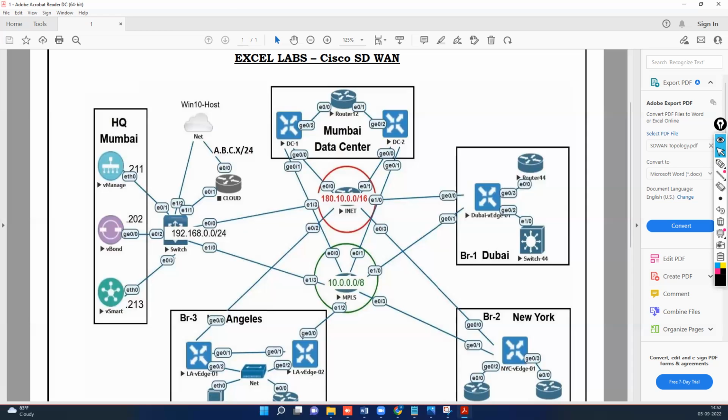That's the reason, since 192.168.0.202 belongs to the 192.168.0.0/24 network, I have to use that network only. I cannot change it to any other network, because if I change the IP address of the vBond, then that serial file will become invalid. The serial file is mapped to that particular IP address only. Okay.